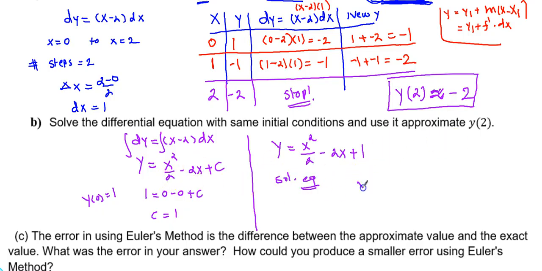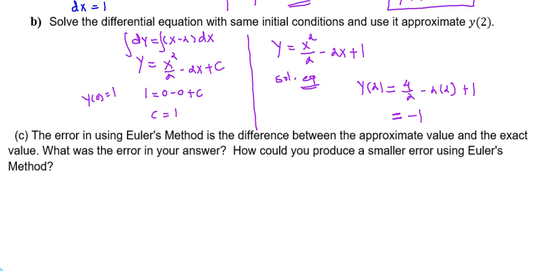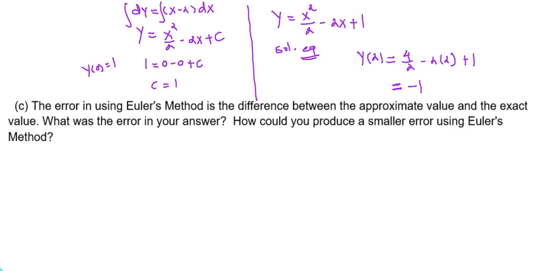Now, using this equation, if we find y of 2, I can say 4 divided by 2, minus 2 times 2, plus 1, and we get negative 1 as the answer. This is the actual solution. We got negative 1. Okay, so then it talks about the error. The error in using Euler's method is the difference between the approximate value and the exact value.